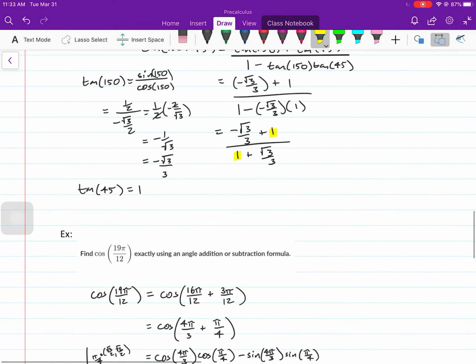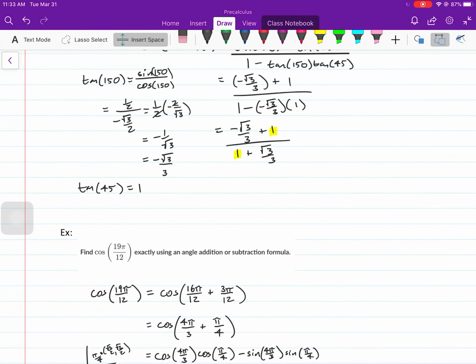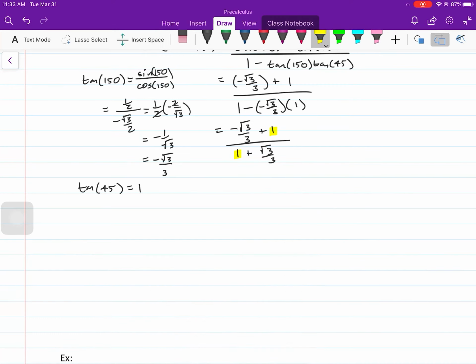Now we're going to get a common denominator, so let me move this down first. We're going to change those 1s into 3 over 3. So I just turn those 1s into the 3 over 3. And then I'm going to have negative square root of 3 plus 3, over 3, over 3 plus square root of 3 over 3.